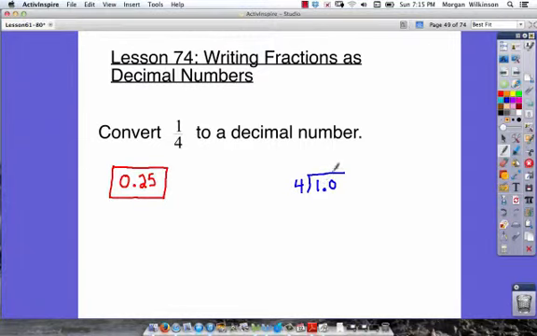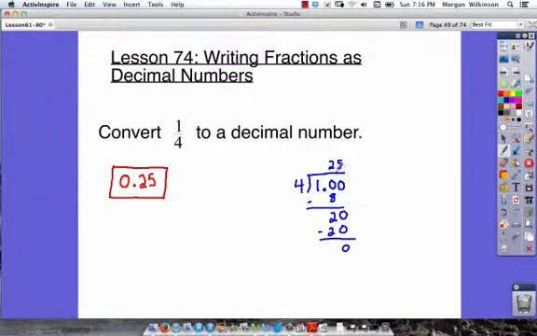4 goes into 10 2 times. That gives us 8. We subtract and we have 2 left over. We don't ever want to have a decimal number with a remainder, so we're going to add another 0, and we'll bring it down. 4 goes into 20 5 times. We have 20 with 0 left over.